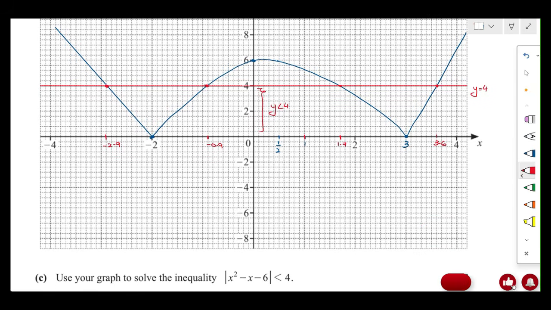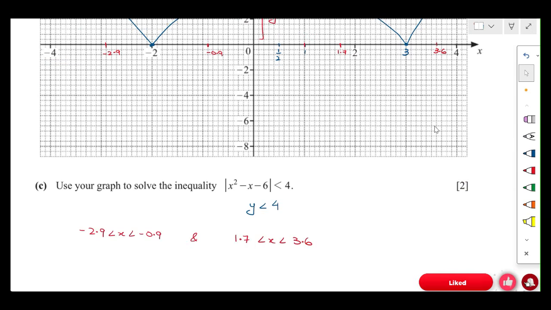So you have to draw the line y equals 4, and less than 4 are these values. So just figure out at what point the line y equals 4 cuts the curve, right? So those are the set of values when the inequality is less than 4.